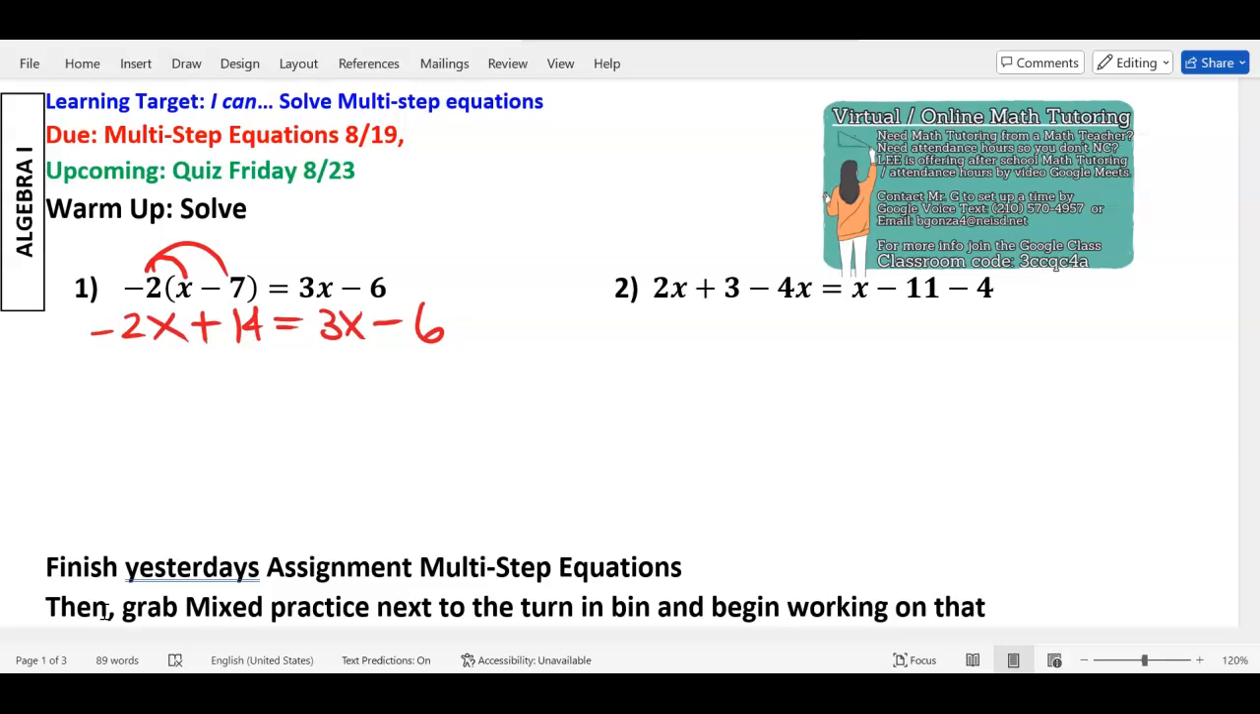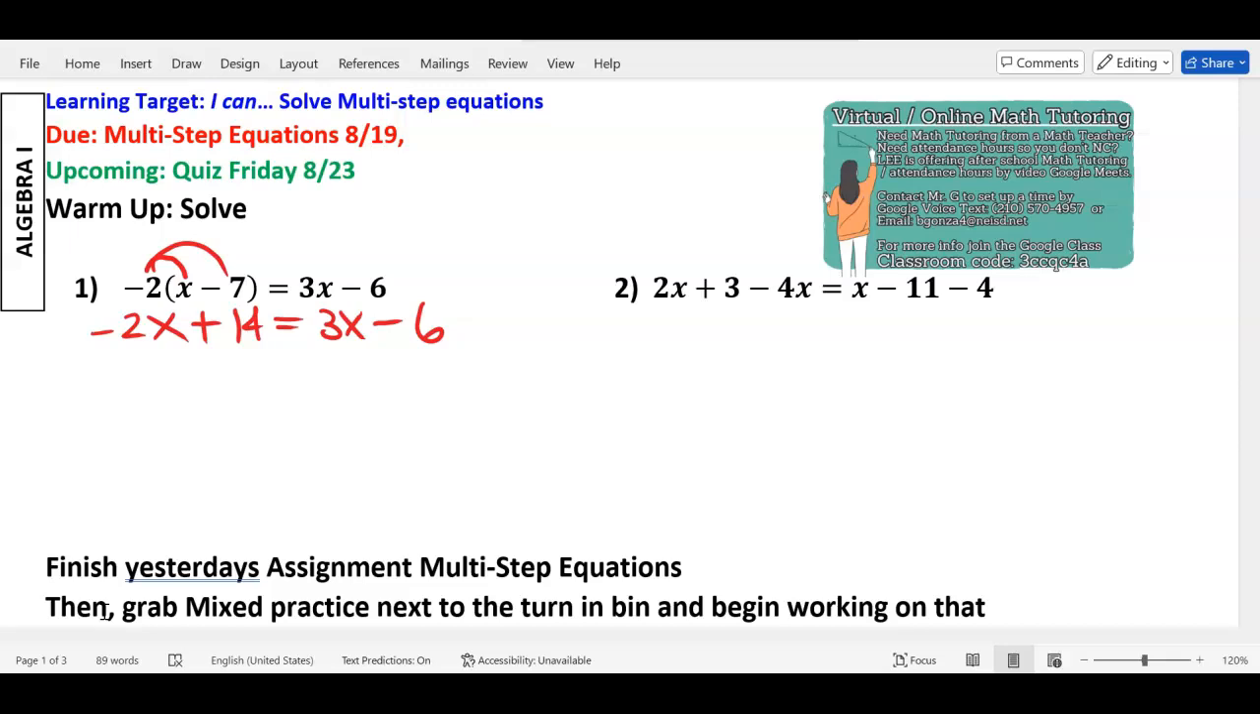When x is on both sides, my question is, can it be on both sides at the very end? We need just one x, right, at the very end. So when x is on both sides, you have to get rid of the smaller x. That's what we put on our notes yesterday. So which x is smaller, negative 2x or positive 3x? Negative 2x, right? So how do I get rid of a whole negative 2x? What's the opposite?